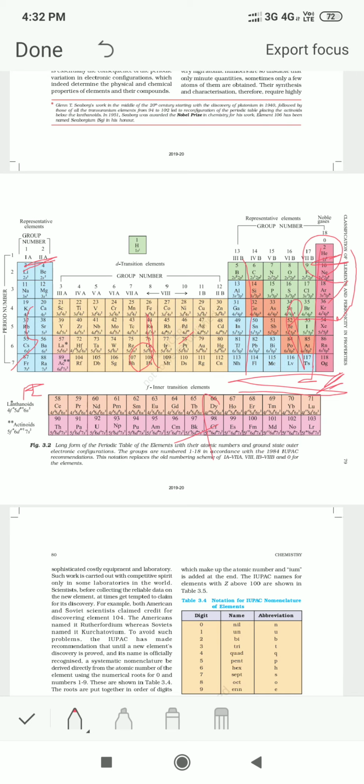These have completely filled p orbitals, so they are very inactive or inert. They are present in the last group, group 18 elements, which hardly show any reaction.